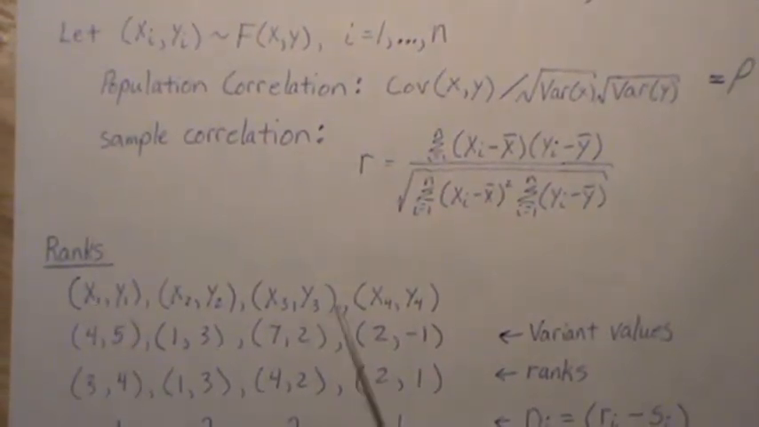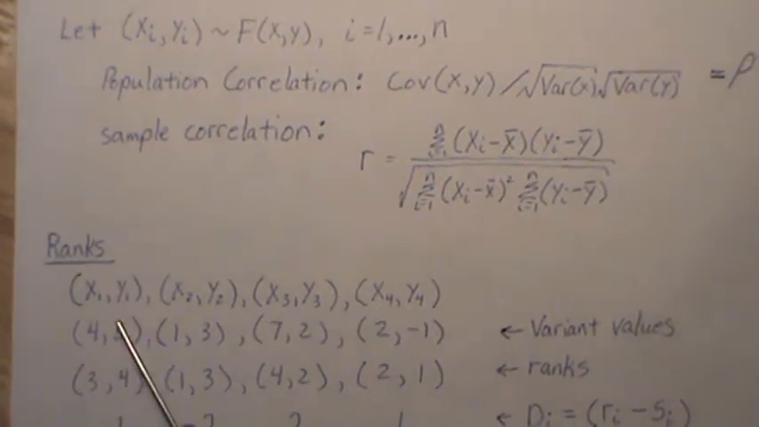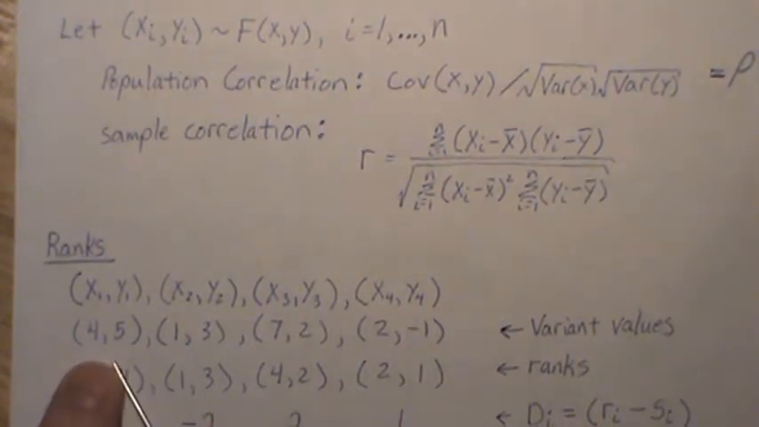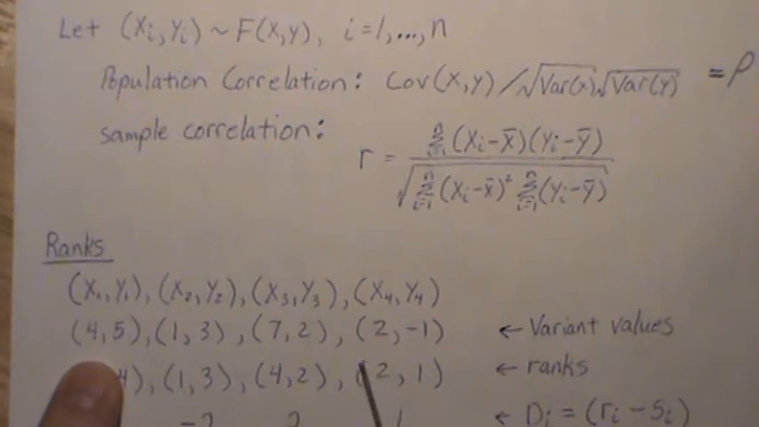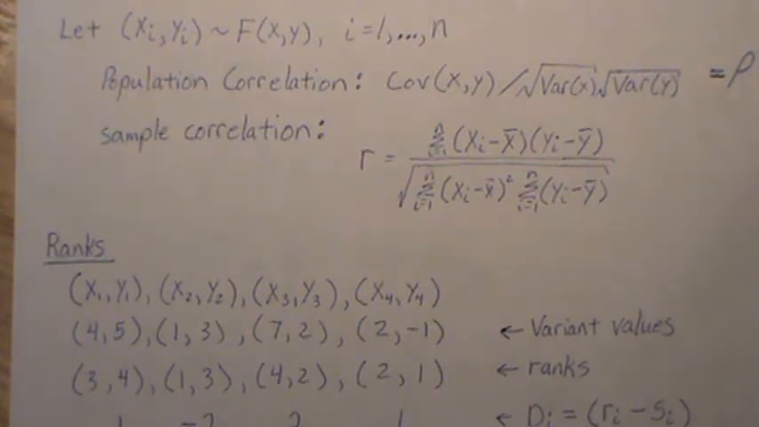Now let's explore the idea of ranks. So let's take a sample of size 4. Remember, they come in tuples, so x1, y1, x2, y2, etc. And let's assume that we get (4, 5), (1, 3), (7, 2), and (2, -1). Now these are what's called variate values. They're actual, that's our data. That's the values of our data.